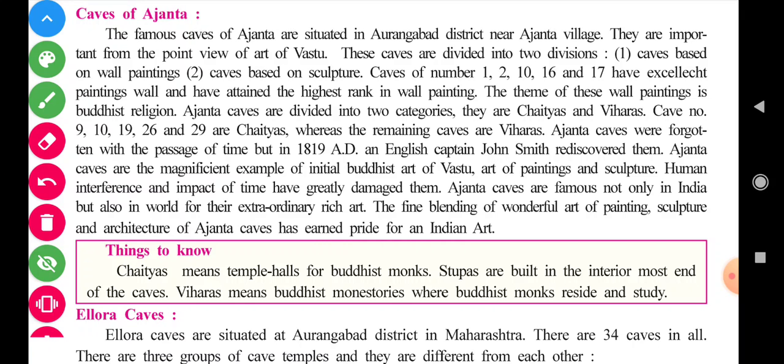Basically, students, Chaitya means temple halls for Buddhist monks, the halls where Buddhist monks pray. The place for prayer is known as the Chaitya, in simple words. Stupas are built in the interior, at the far end of the caves. Stupa means a sphere-type structure.